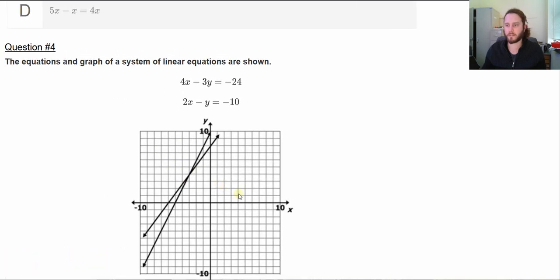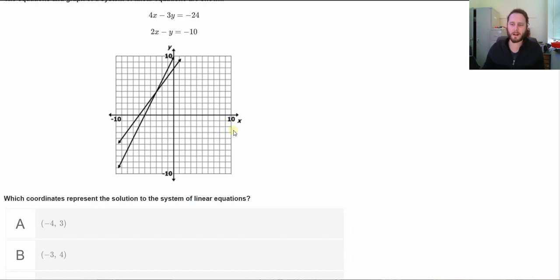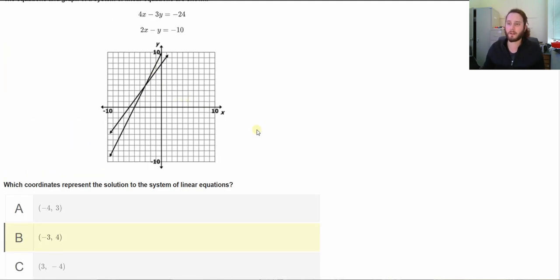Okay, assuming you've unpaused it, it should be right about here. It looks like we're at -3, +4, somewhere around there. So -3, +4 would be the answer we'd be looking for, which would be B, -3, +4.